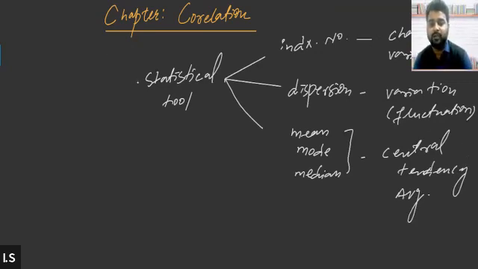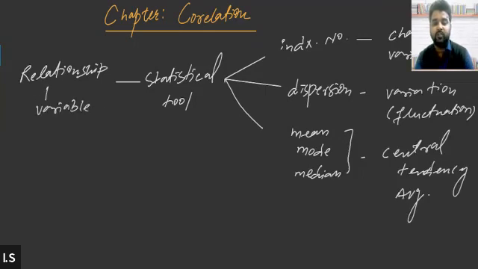Similarly, correlation is also a statistical tool, but the purpose of correlation is not to find the changes in a variable, not to find out the variation in a statistical series, not to find out the average of a statistical series. Then what is this tool used for? The tool correlation is used for finding out the relationship between variables, how two variables are interrelated with each other. That we can determine through this statistical tool.